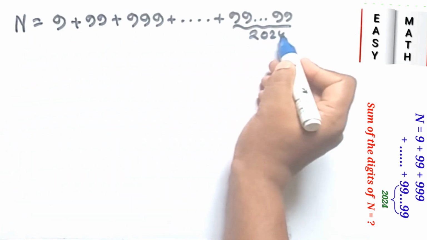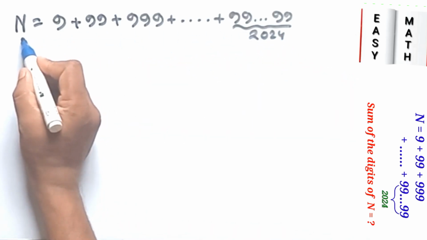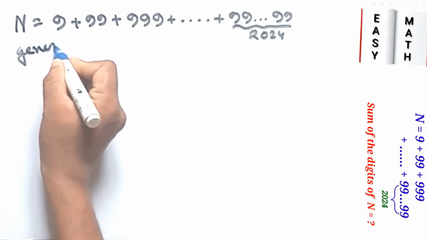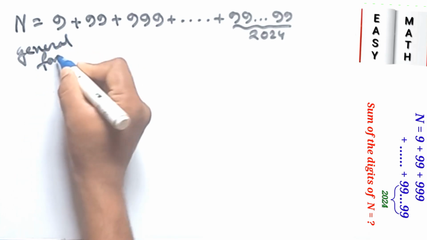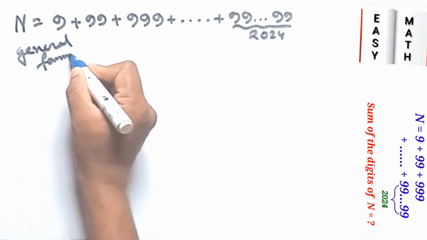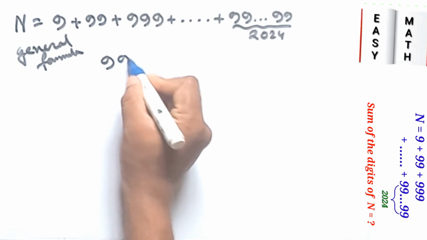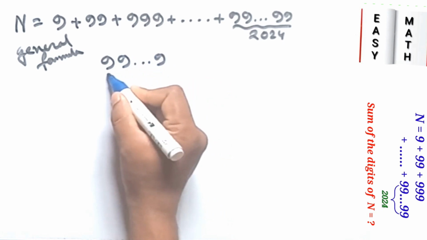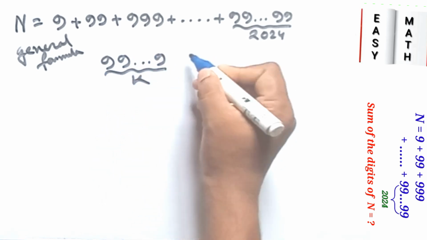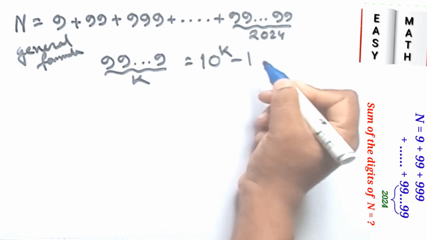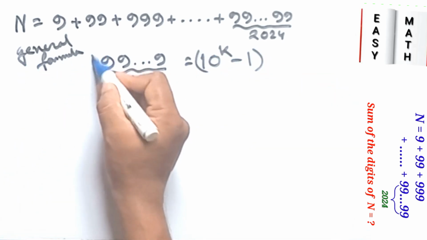n is this. Find the sum of the digits of n. In general, the formula: if this is 9, and k is the number of digits, we can write 10 to the power k minus 1. This is the general formula.